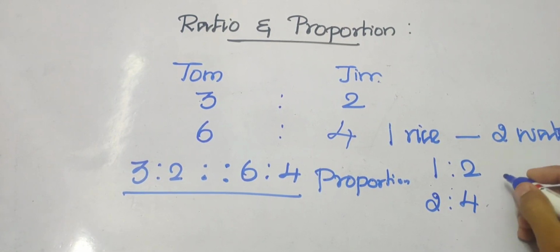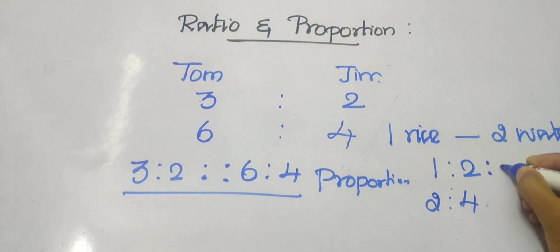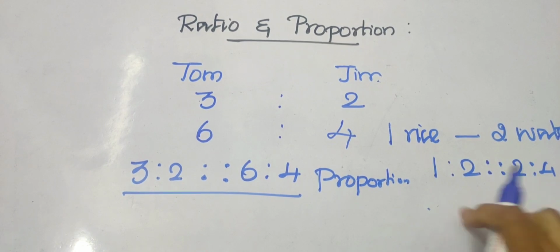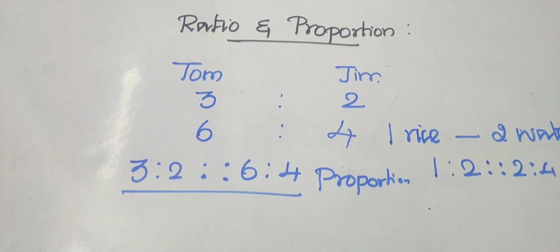We can write this proportion as 1:2 is proportional to 2:4. Is it clear, children? So this is called proportion.